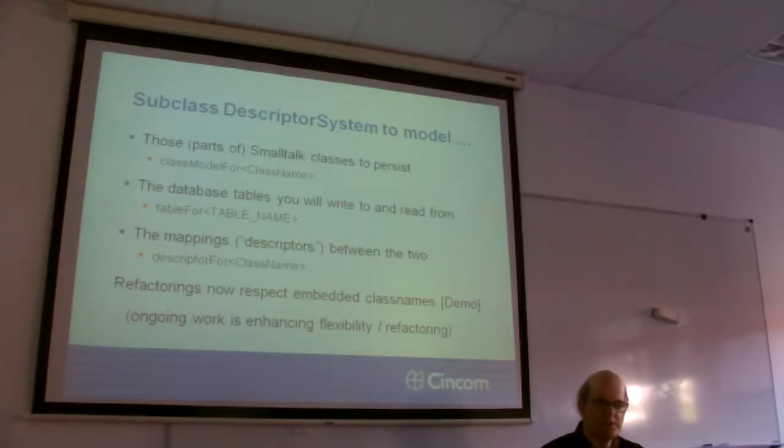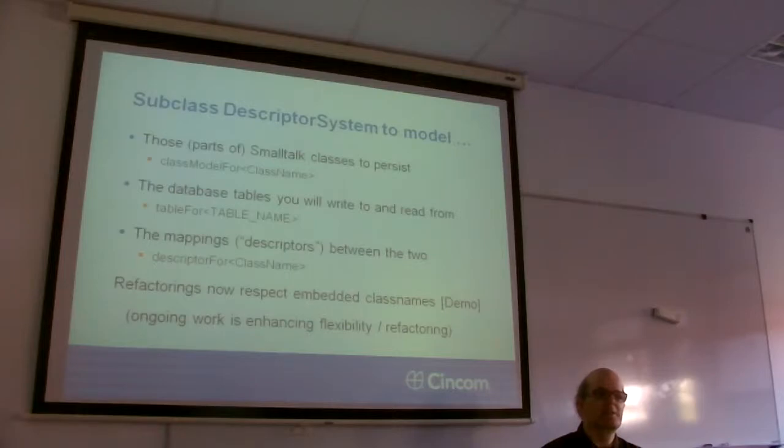You take the descriptor system class, you subclass it, or you subclass one of the specialist abstract subclasses. So there's the Atlas descriptor system, there's the active record description system, there's the metadata descriptor system, depending on what domain you're in. But you basically subclass it, and then you give it a whole bunch of methods. Class model for da-da-da, table for da-da-da, descriptor for da-da-da.